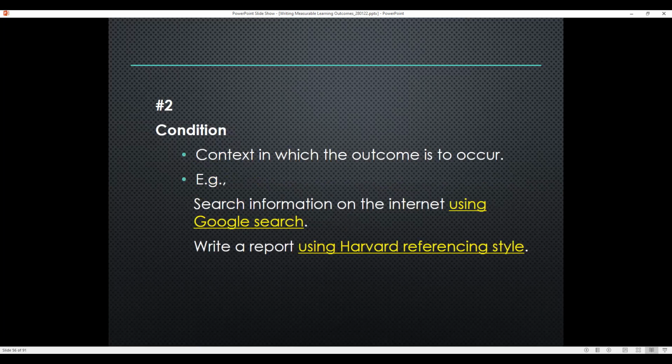So you have the action verb, say, search information. Search information can be done in many ways. It can be in the library, or in an open space. So where is it? They must search it on the internet using Google search. Even if you search on the internet, there are so many different ways of searching for information, so you have to specify what condition it is. So you want them to write a report. Write is the action verb, correct? What is the condition? They must use Harvard referencing. There are so many types of referencing, so this is the condition that they have to fulfill.